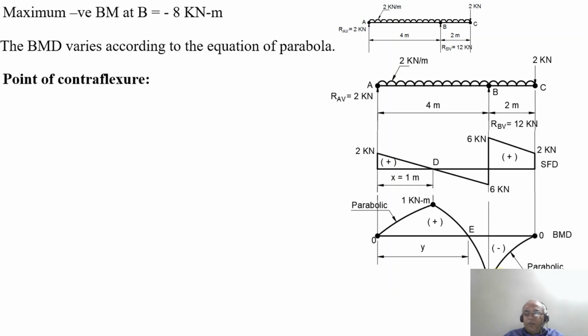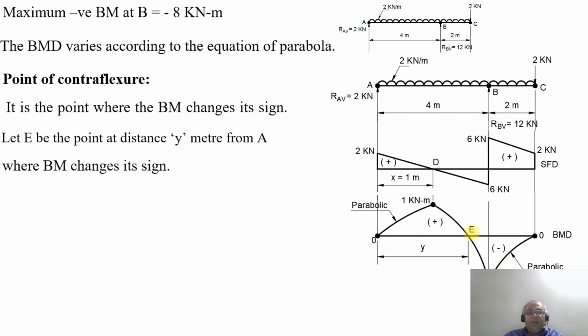Now we are going to take up the point of contraflexure, where the bending moment changes its sign from positive to negative. So this point is E. It is the point where the bending moment changes its sign. Let E be the point at a distance of y meters from A. So what will be the magnitude of the bending moment at the point E? The bending moment at the point E will be equal to 0, because the bending moment is changing its sign from positive to negative. At this point, it is 0.